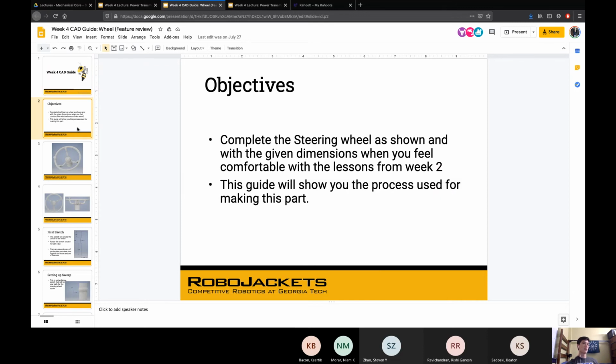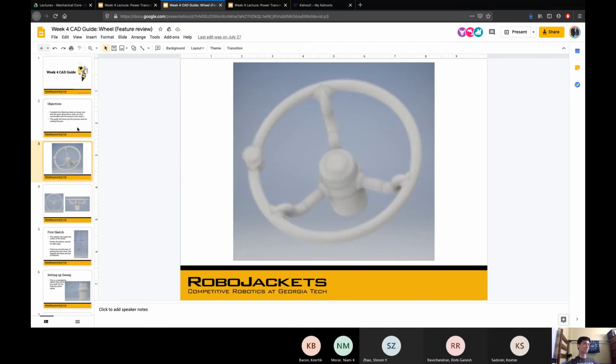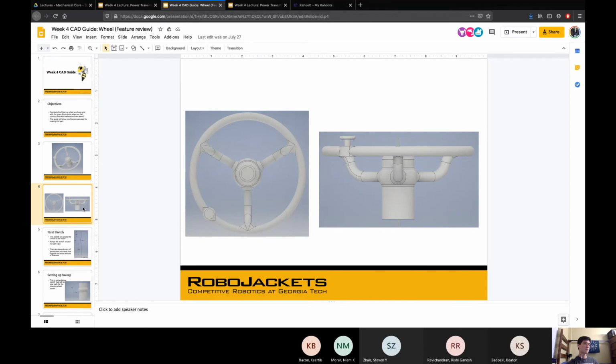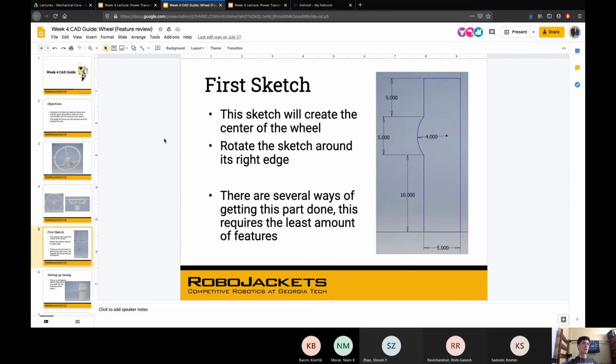So we're going to be making basically a steering wheel. It looks like this. This knob would be if you wanted to be able to spin the wheel with one hand, like on a forklift. Then you've got some more views here. But don't worry, we've got actual numbers on the next slides.